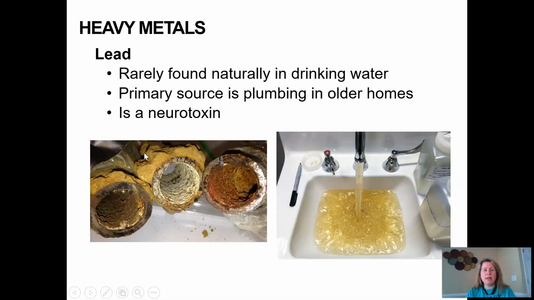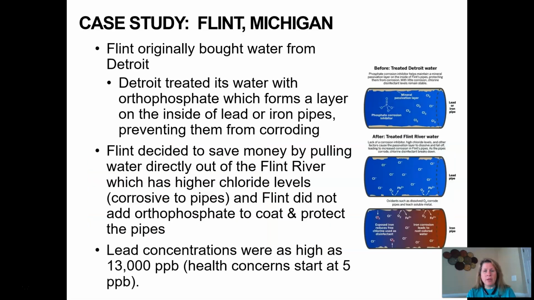Okay, on to different types of heavy metals. Lead is one. It usually does not occur naturally in drinking water, but it can come out of the plumbing that you find in older homes. It is a neurotoxin, so it interferes with brain development. You need to be familiar with the case study with Flint, Michigan.